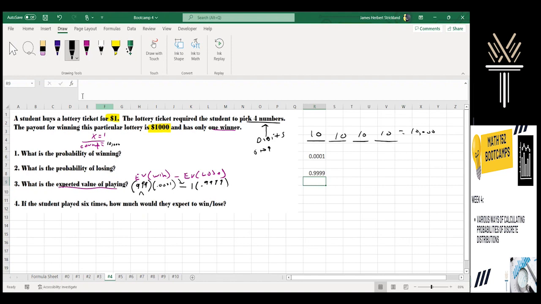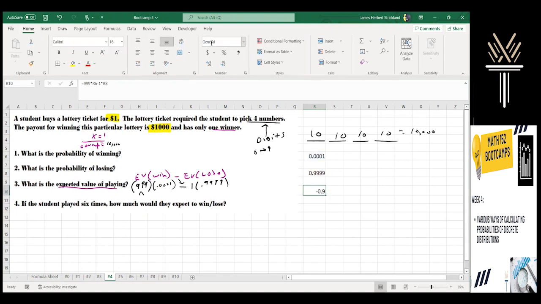And so there we go. If you lose, you just lose the $1. If you win, you get $999. So let's type it out. If I win, I get $999 times the probability of winning. You can click the cell or you can type it out, whichever way you prefer. And if you lose, $1. And the probability of losing is this 0.9999 number. So if you play the game, you should expect to lose. Let's click on the home and the dollar sign. You would expect to lose 90 cents if you play this game.